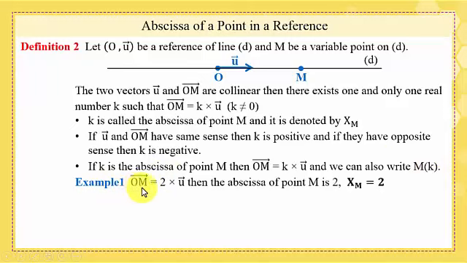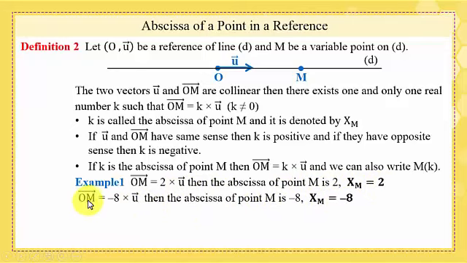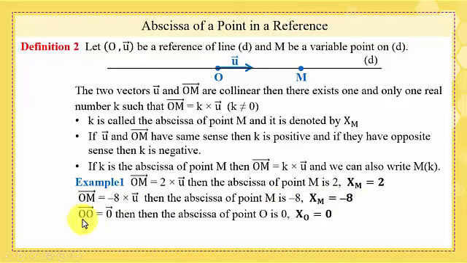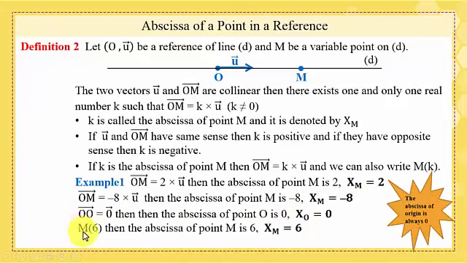Example 1. If OM equals 2U, then the abscissa of M is 2. We write XM equals 2. If OM equals minus 8U, then the abscissa of M is minus 8. We write XM equals minus 8. If OO equals 0, then the abscissa of O is 0, XO equals 0. Conversely, if the abscissa of M is 6, then XM equals 6. Note that the abscissa of the origin is always equal to 0.